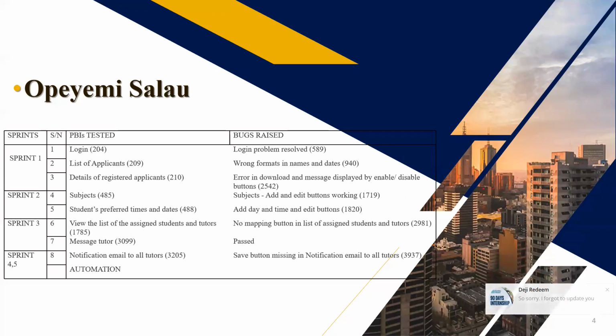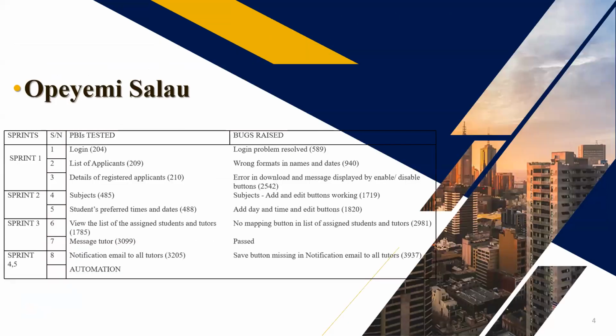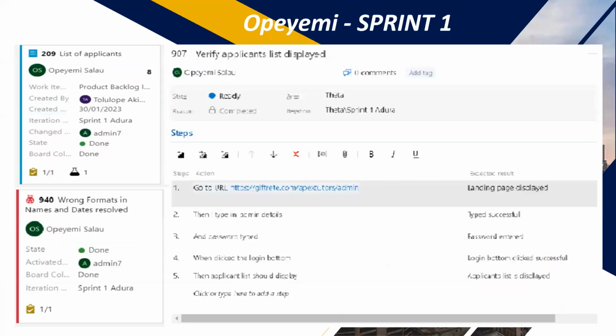And yeah, if I go further to details of these PBIs, as you can see here now, I didn't show the login because at the beginning, all of us started working on login. So I left that one with one of my colleagues to present. The second one is sprint one, which is list of applicants. That is what you see here, list of applicants and the bug that I raised on it.